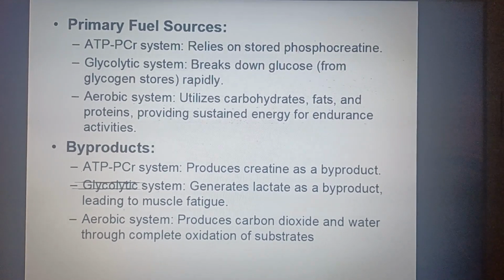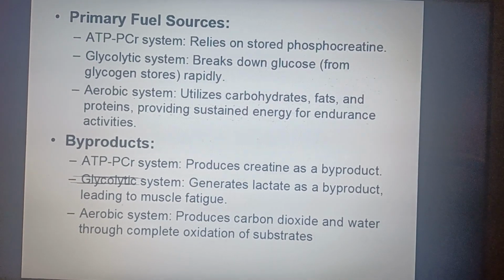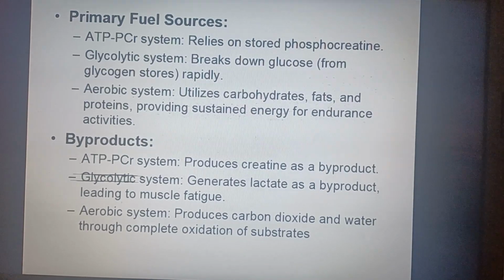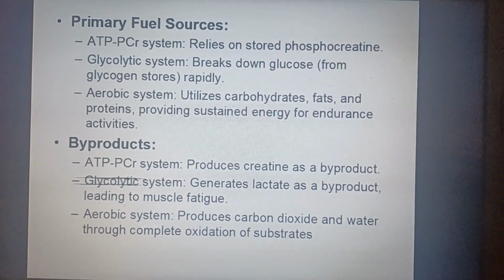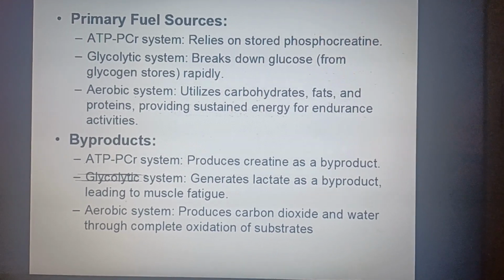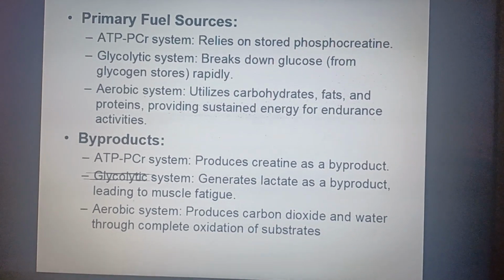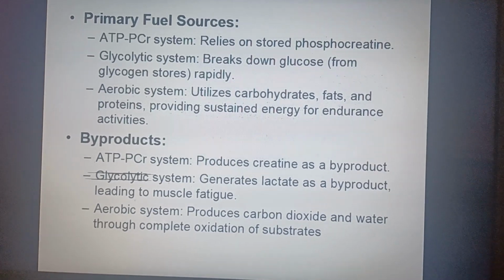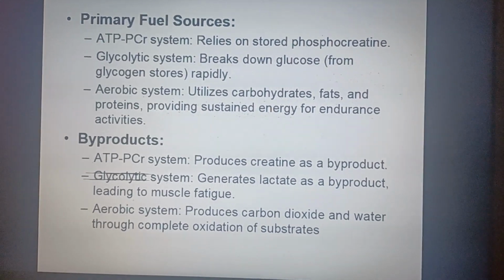Let's talk about what fuels these different processes. So our phosphagen system, the ATP PCR system, relies on phosphocreatine to create that ATP. And then we already kind of talked about how the glycolytic system will break down glucose from carbohydrates to then create ATP. And then our aerobic system really is using all of that stored energy for those long distances.